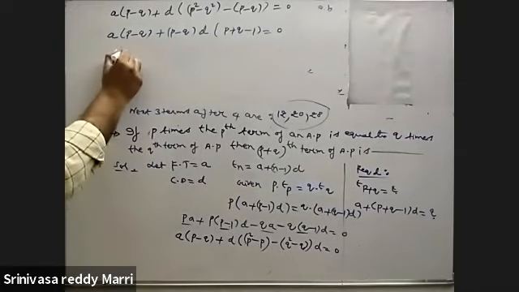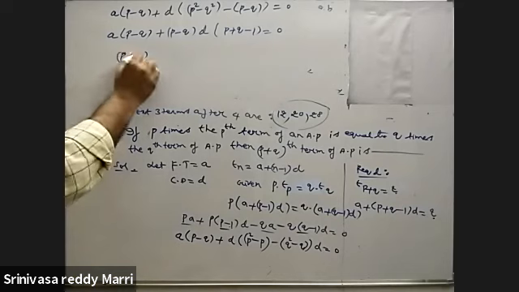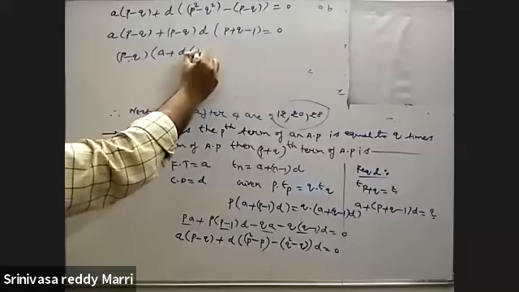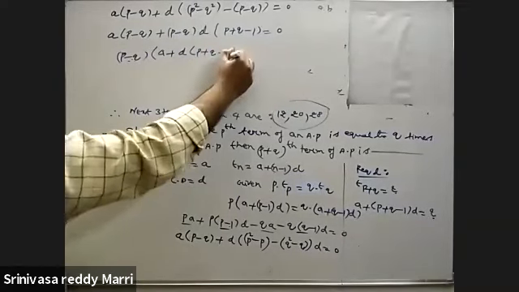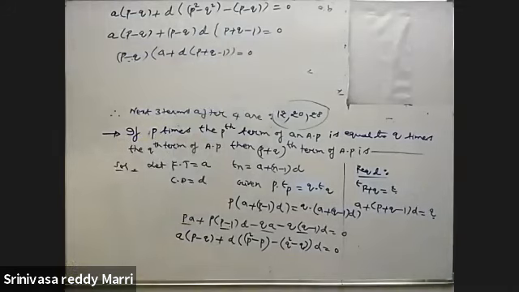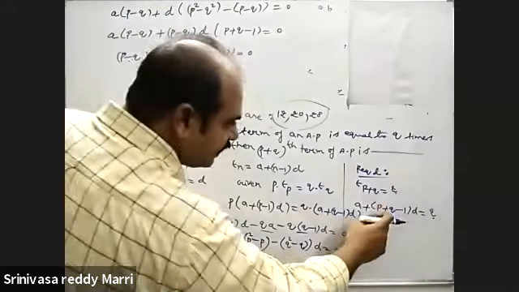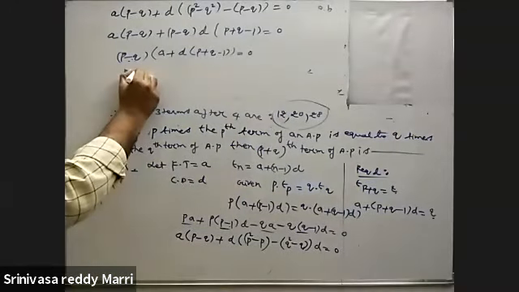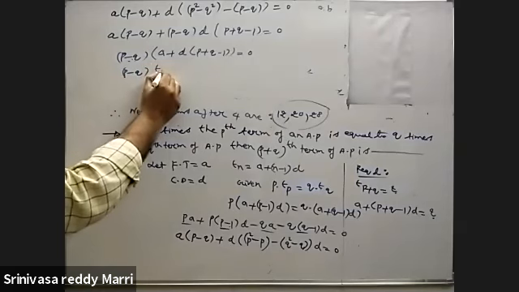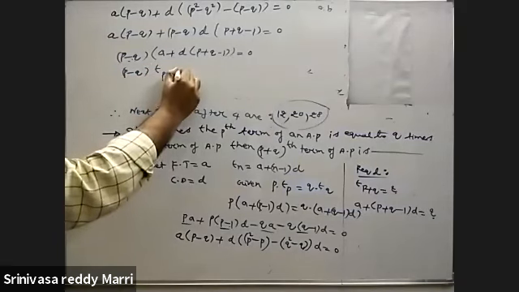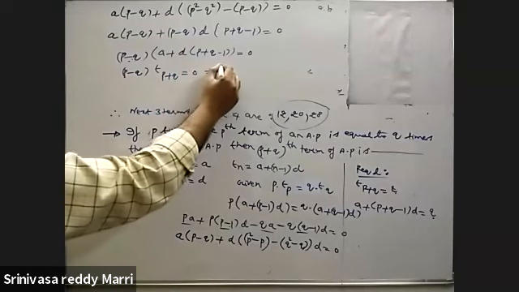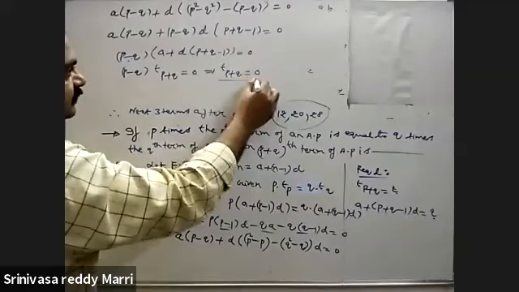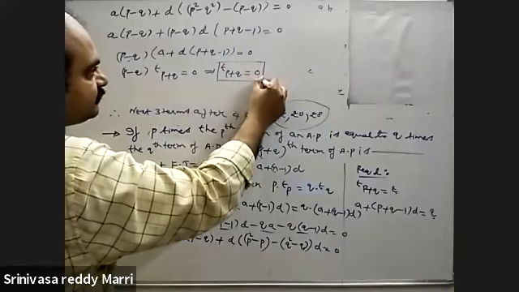Now in these two terms, P minus Q will be taken common. A plus D into P plus Q minus 1 equal to 0. Now look at, this P plus Q minus 1 is nothing but this; this only you got here. T, this is nothing but equal to 0. That implies the value of T of P plus Q is 0.